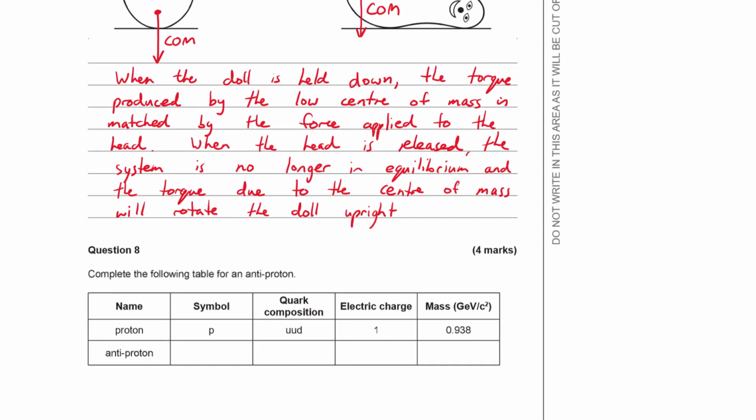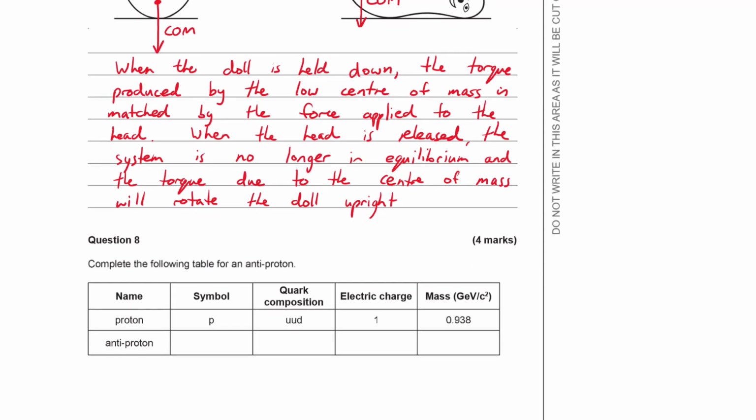Okay, and for question 8, complete the table for an antiproton. I think this is probably perhaps the easiest 4 marks in the exam. So your antiproton looks like that. Your quarks are the same, but they're all the antiparticles. The charge is going to be the opposite. You can't have an opposite mass, so the mass is going to be the same, 0.938 gigaelectron volts per c squared. And there we go.